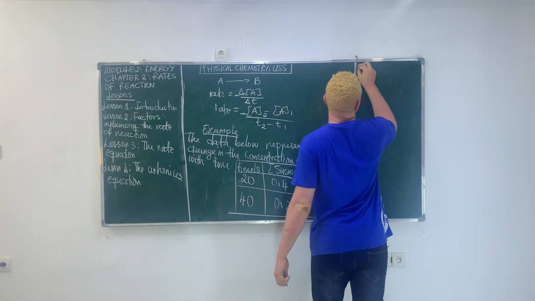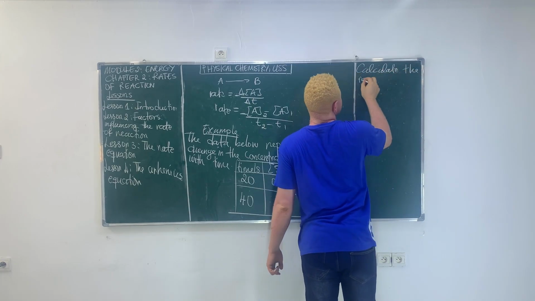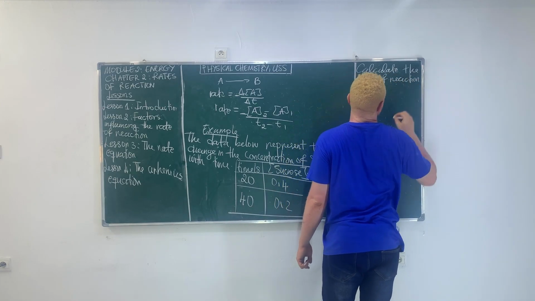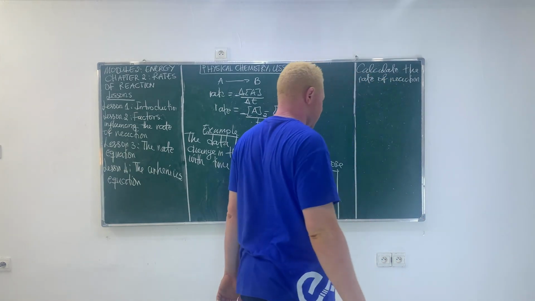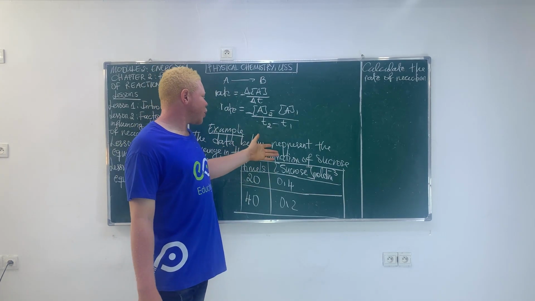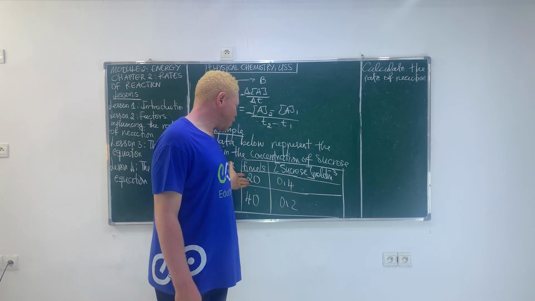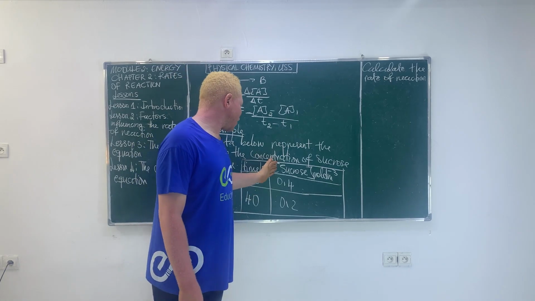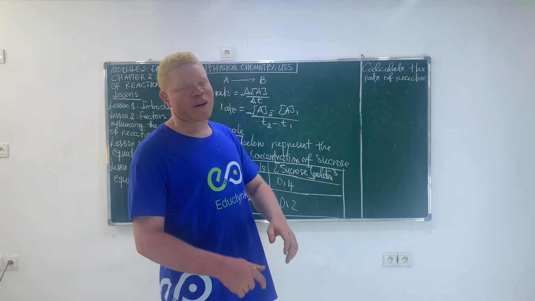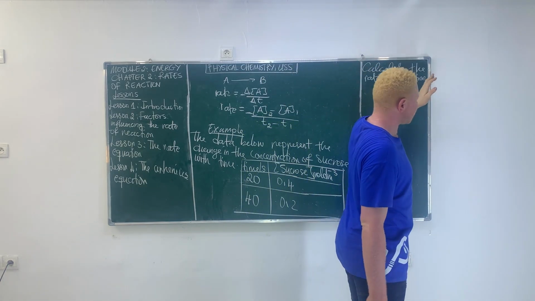Calculate the rate of reaction. The data below represent the change in concentration of sucrose. You have time, 6 seconds and 40 seconds, and concentration in mole per dm cubed, 0.4 and 0.2. So here we are asked to calculate the rate of reaction.